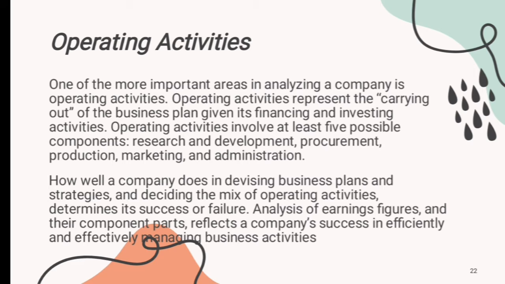Operating activities. One of the more important areas in analyzing a company is operating activities. Operating activities represent a carrying out of the business plan, given its financing and investing activities. Operating activities involve at least five possible components: research and development, procurement, production, marketing, and administration. How the company does in devising its business plan and strategies and deciding the mix of operating activities determines its success or failure. Analysis of earnings figures and their component parts reflects a company's success in efficiently and effectively managing its business activity.